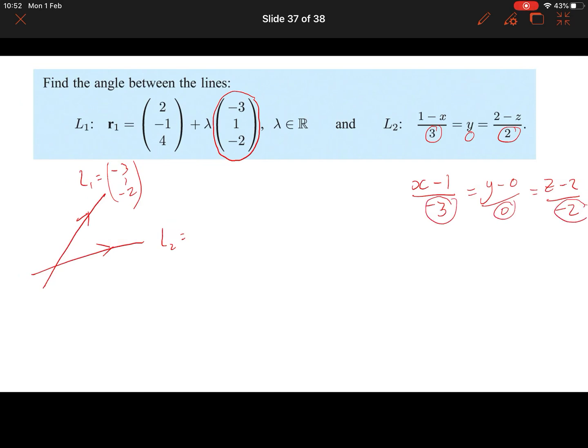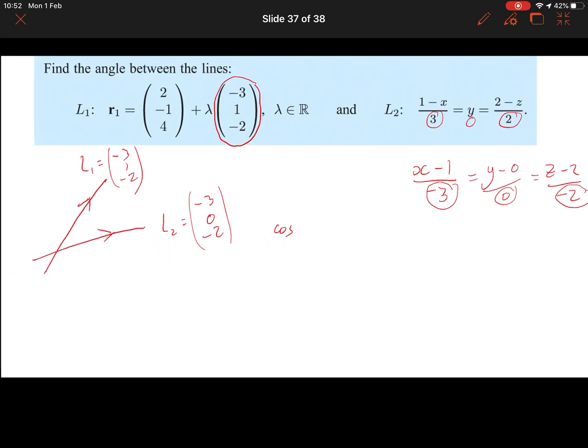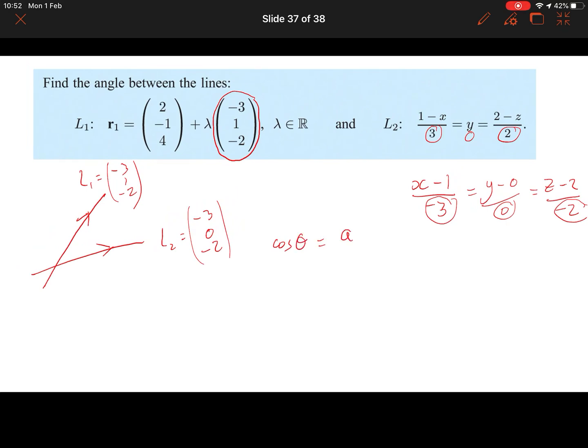So you have to be really, really careful. Make sure you change it into the right form. Once you do that, it's very obvious that this is the direction of that line: -3, 0, -2. Okay, so all you need to do is find out the direction of the line, because nothing else matters in terms of what the angle between the two lines will be. So we've got my two vector directions, so we can use the formula: cosine of my angle is equal to the dot product of the two vectors divided by the product of the magnitudes of the two vectors.